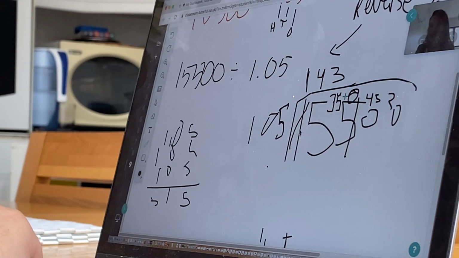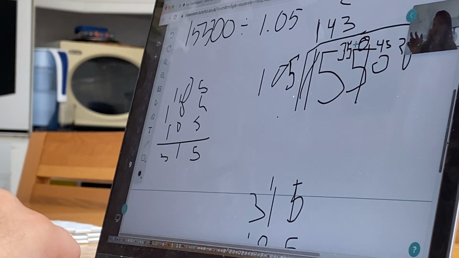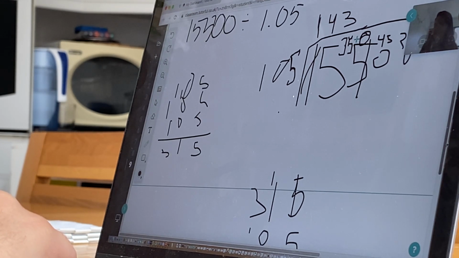I think trying to do it as the bus stop method is going to be quite tricky because they're both quite large. We could try the long division method. Have you seen long division before? So if we do, so we have 1, 5, 5, 0, 0.